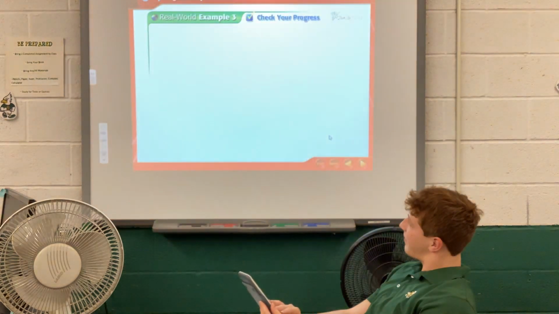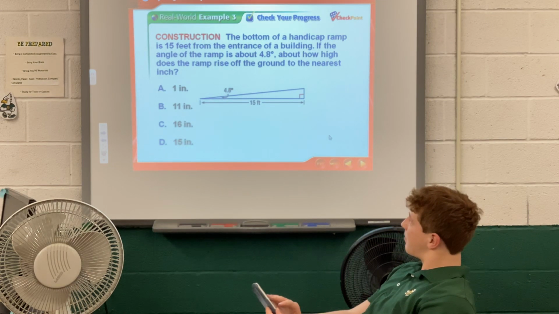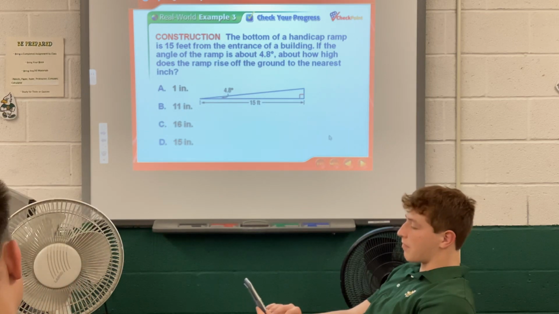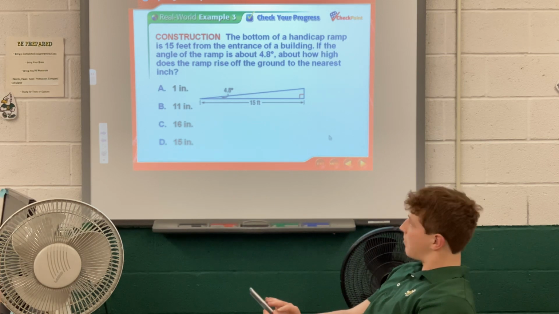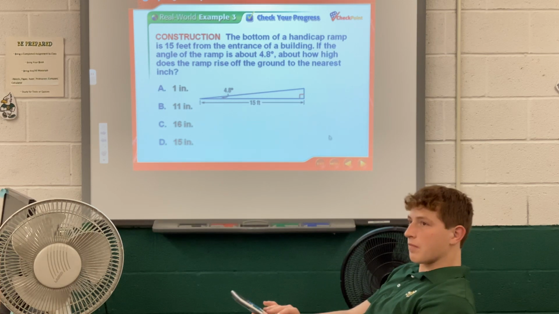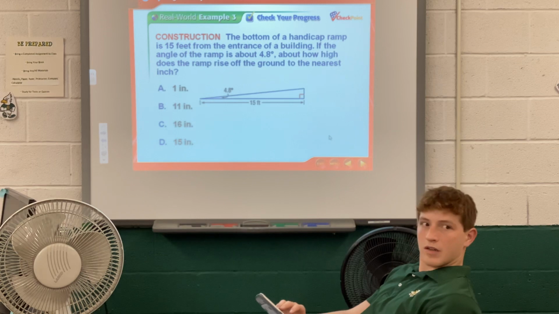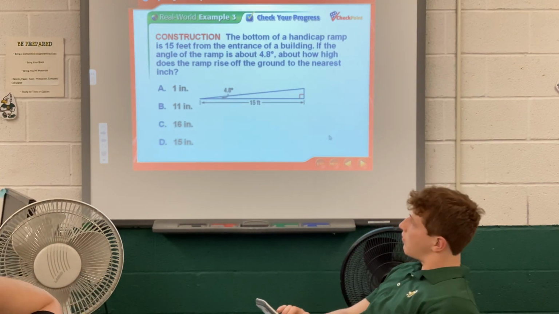So this one you have to think for a second. The bottom of a handicap ramp is 15 feet from the entrance of the building. If the angle of the ramp is about 4.8 degrees, about how high does the ramp rise off the ground? Are we finding the right-hand side or the incline side? The right-hand side. So what relationship does the angle have with the right-hand side and 15? Tangent. So that's where we would use tangent. Everybody good with that? Yeah.